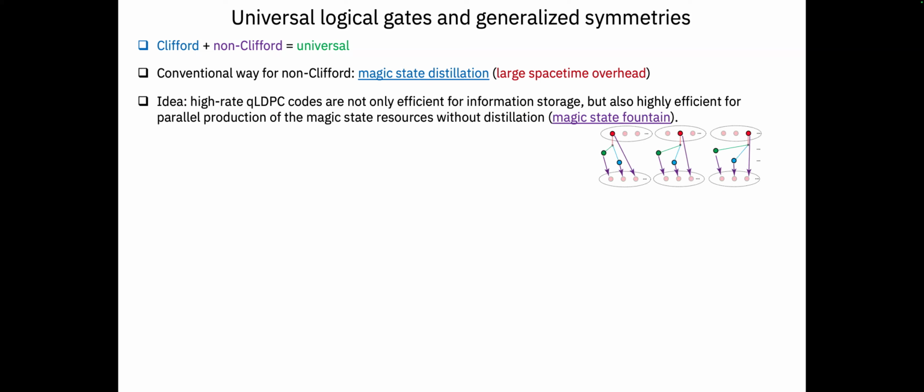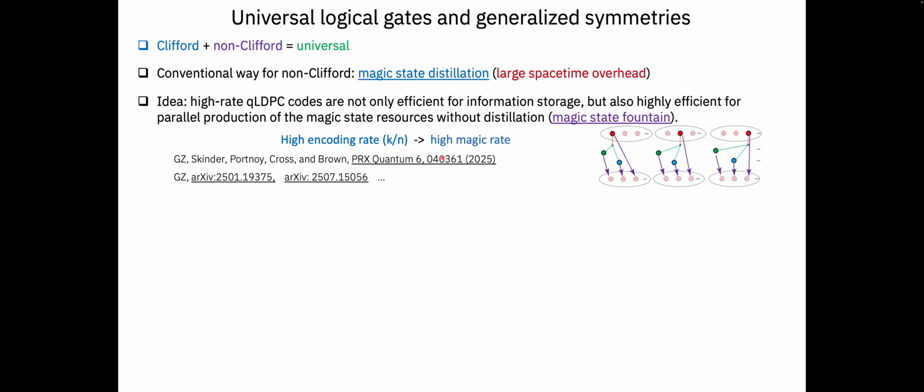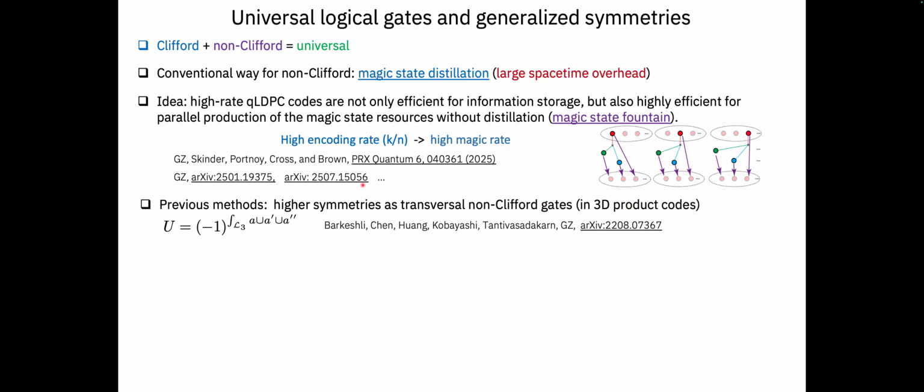This is the cartoon for this type of approach. You just try to prepare many magic states. This represents logical qubits. Then the high encoding rate for the memory, K over N, is turned into a high magic rate. So you have a high rate to produce logical magic states with a small number of total physical qubits. For example, this idea has recently been developed in these papers, and there are also many follow-up papers along this line.